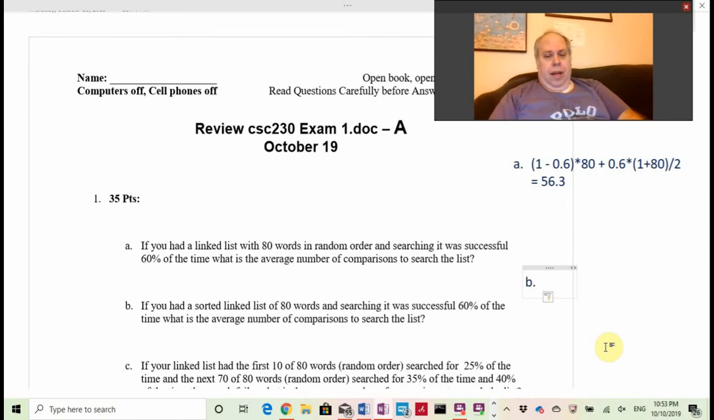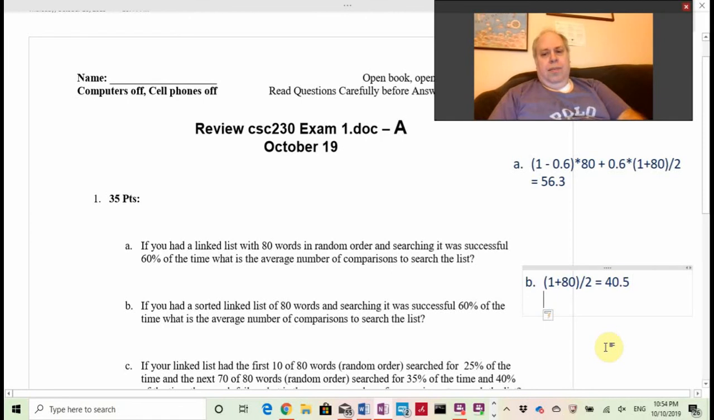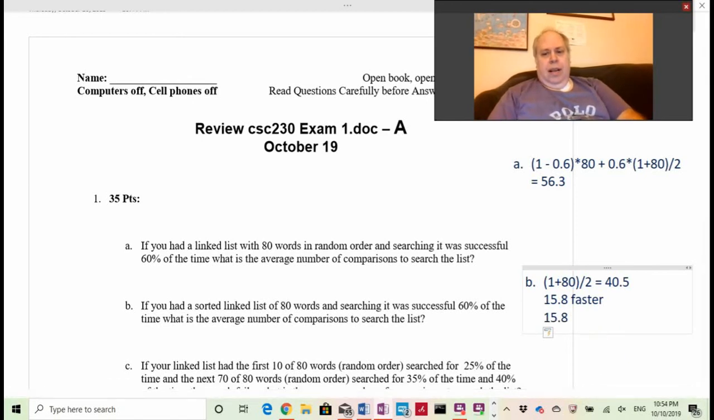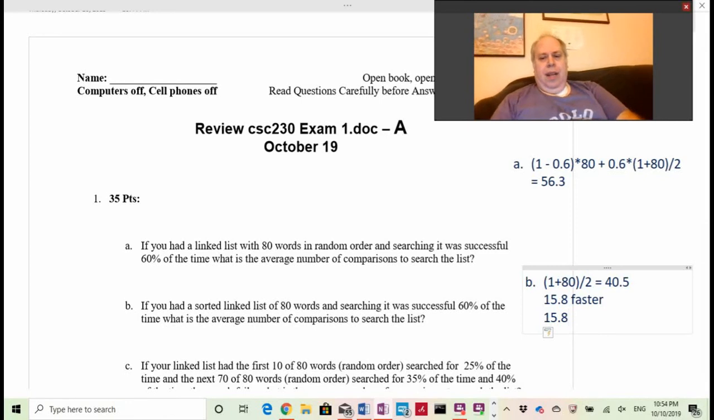So what are we going to do then? We're just going to do 1 plus 80 over 2, which is 40.5. And you don't need to say this, but that's going to be 15.8 faster.